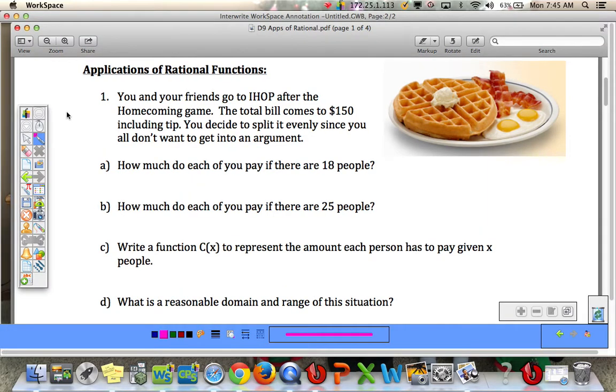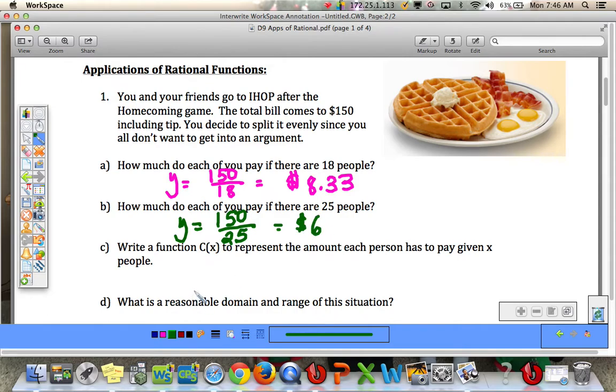Well, you split it, so you're going to divide by 18. So we'd say y equals 150 divided by 18, and each of you would pay about $8.33. B, how much would each of you pay if there are 25 people? Well, y equals $150 divided by 25. The more people there are, do you pay more or less? Well, you're going to pay less if you're dividing by more, so you pay about $6.